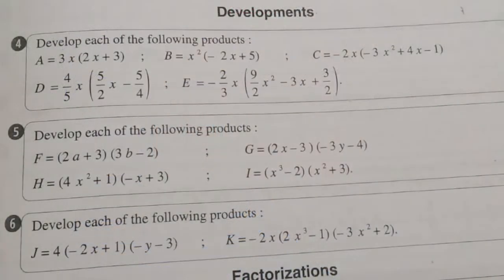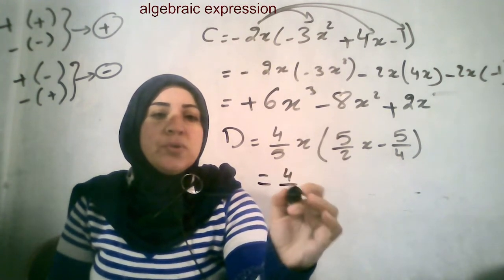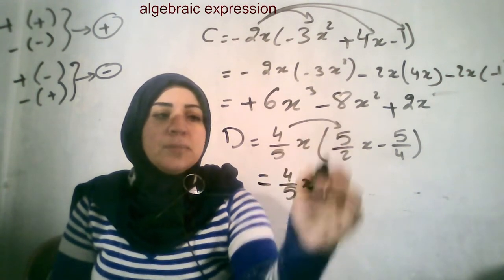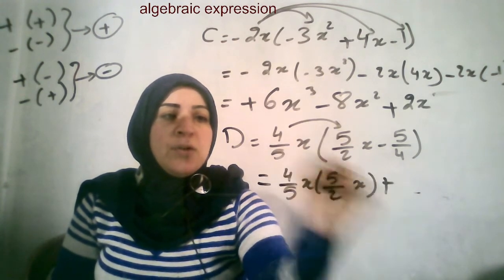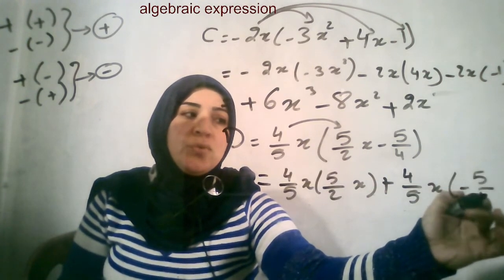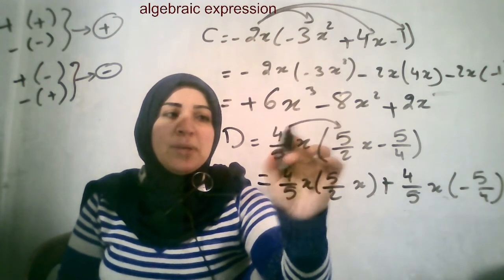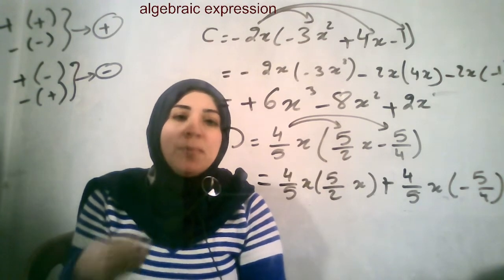Now, part D, here we have a fraction. It's 4 over 5x into 5 over 2x minus 5 over 4. Again, we have to say it's 4 over 5x multiplied by 5 over 2x plus 4 over 5x multiplied by minus 5 over 4. We multiply it by the first term and then by the second term. That's how we develop or expand.